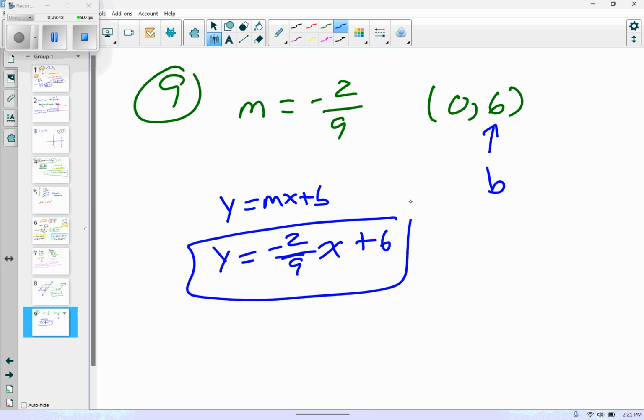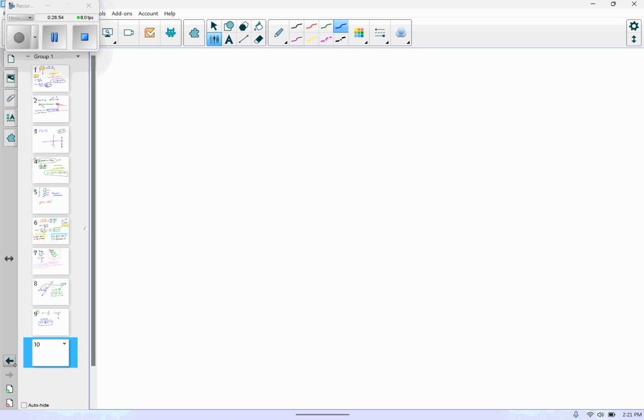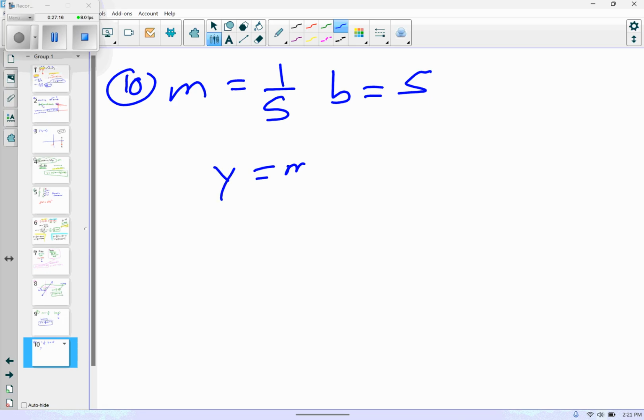All right. Is number 10 a gimme, or is it a hard one? What do you think? Number 10 an easy one or not? It's easy. I mean, they gave you m equals 1 over 5, b equals 5. Which equation am I going to use? Y equals mx plus b all day long. So y equals 1 over 5x plus 5.